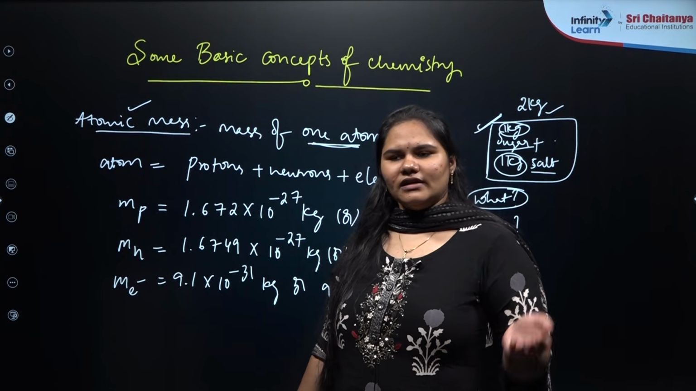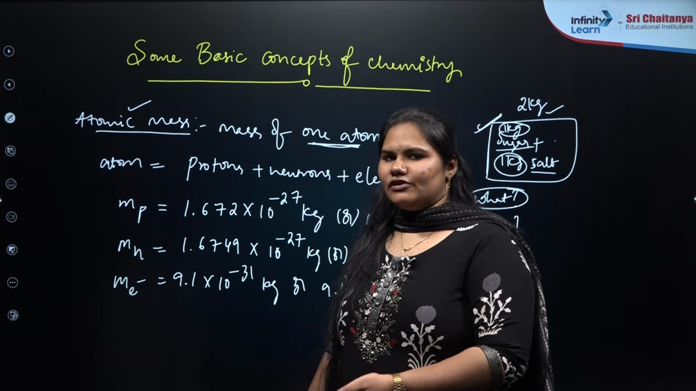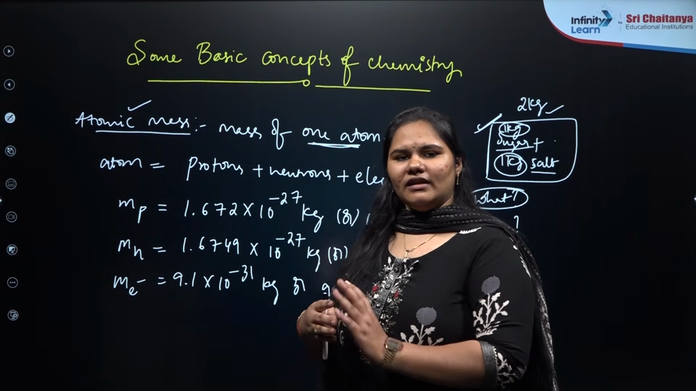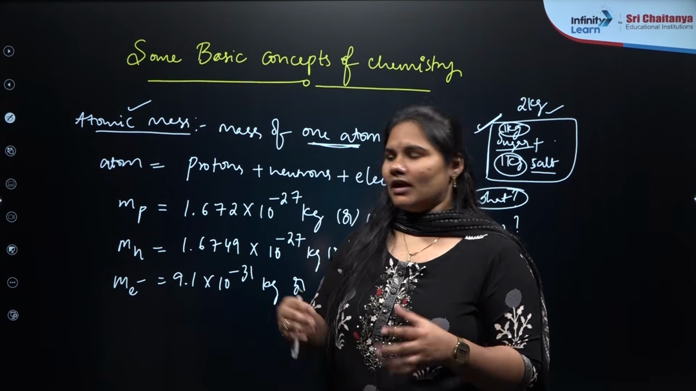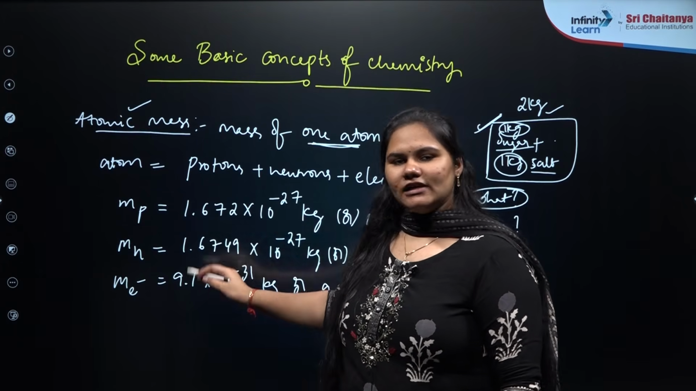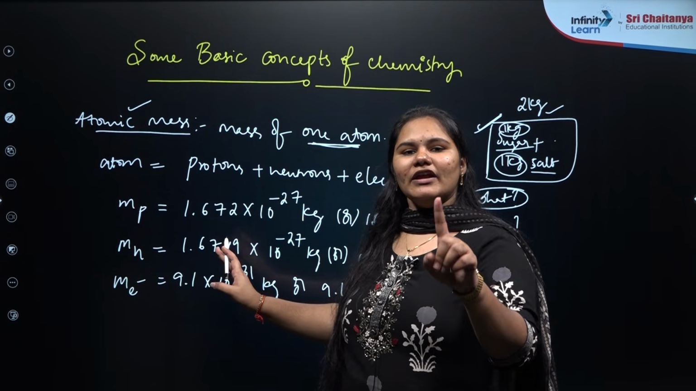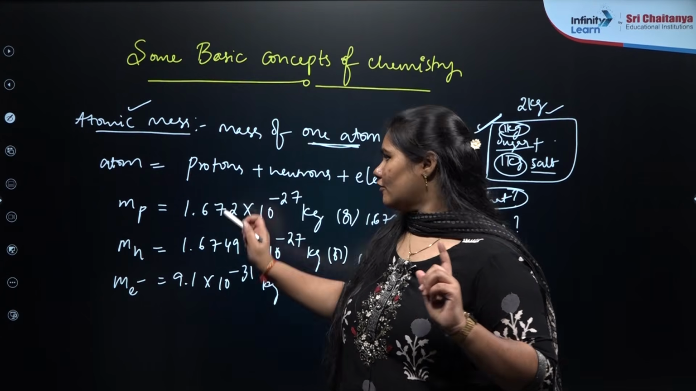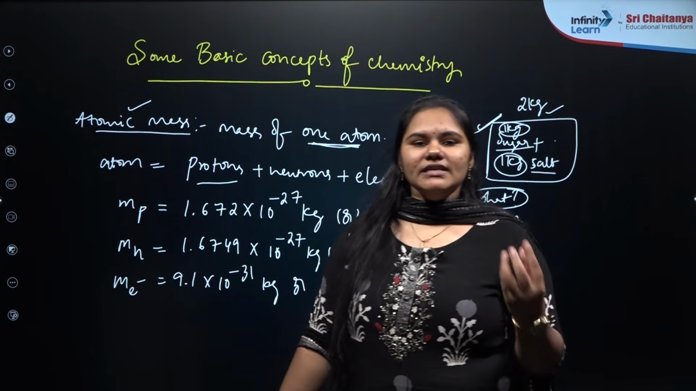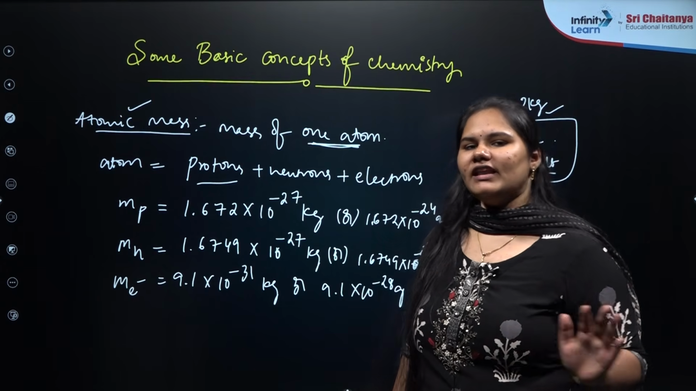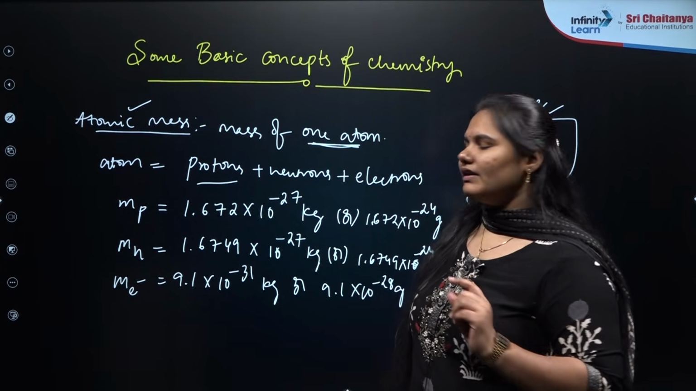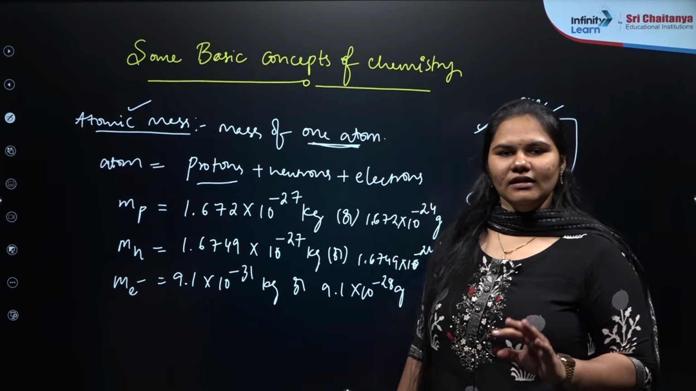We have learned in previous classes that hydrogen atomic mass is 1 and then helium it is 4 and then lithium it is 7. How does it differ? Because protons, neutrons, electrons mass is fixed. This is for one proton, one neutron and one electron. But in each individual atom, the number of protons, neutrons and electrons varies. That is the reason we will get different answers for different atoms.